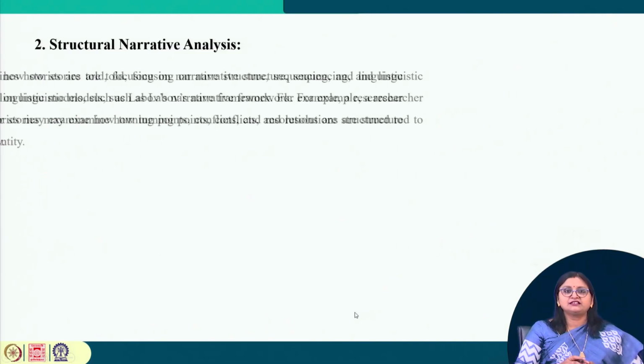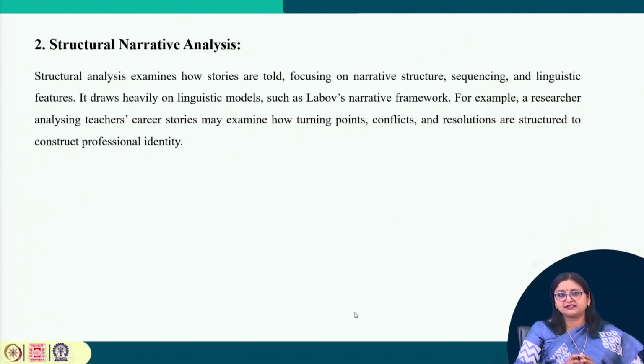The second one is structural narrative analysis. This examines how stories are told, focusing on narrative structure, sequencing and linguistic features. It draws heavily on linguistic models such as Labov's narrative framework. For example, a researcher analyzing teachers' career stories may examine how turning points, conflicts or resolutions are structured to construct a professional identity.